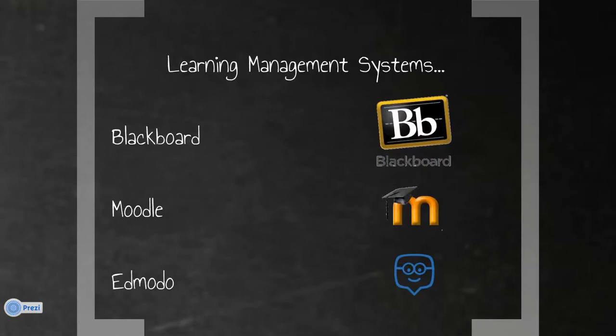Here we have some of the three most widely and commonly used learning management systems available on the web. They are Blackboard, Moodle, and Edmodo. These learning management systems are used to collaborate between students and instructors for things like homework, assignments, and projects.